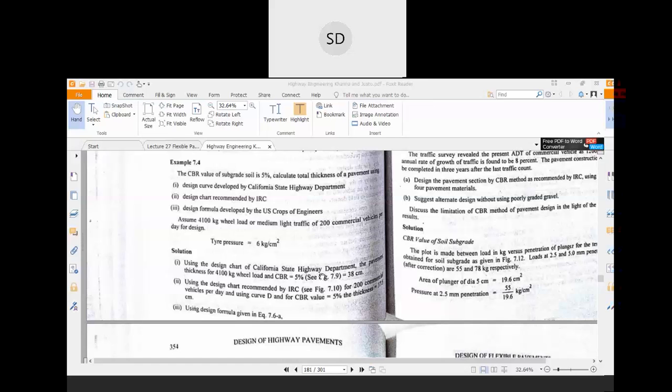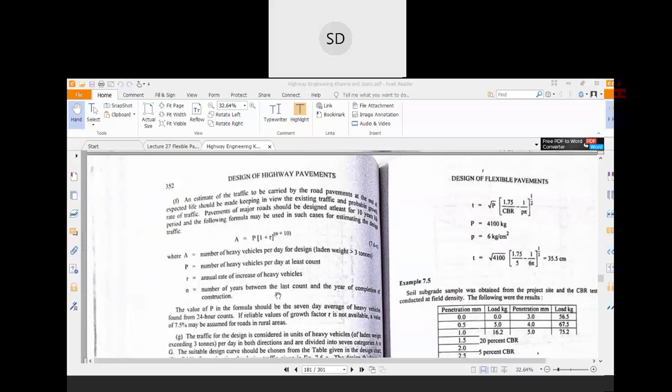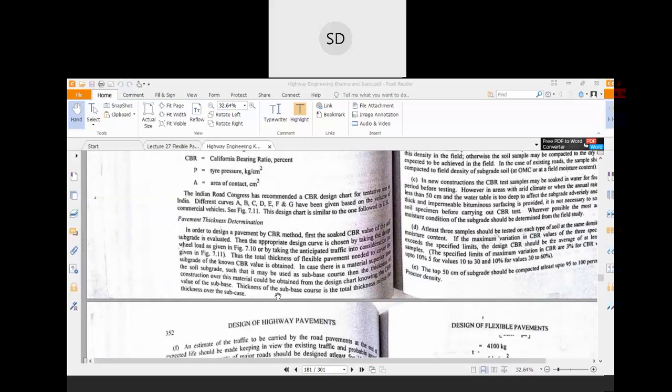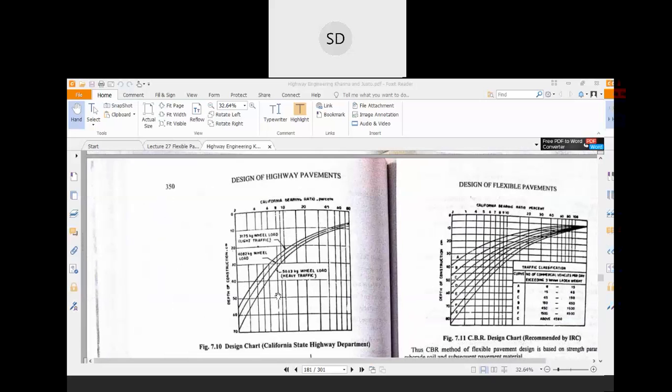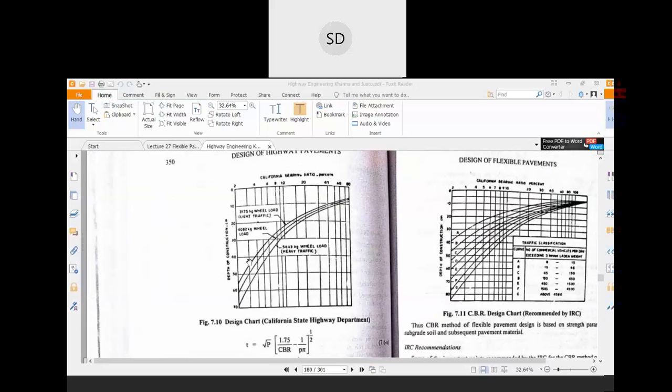Okay, so you have to go for the IRC design chart. If you have the IRC code, you can find the chart there. Otherwise, see the chart. This is the IRC design chart. You will get this chart in the IRC manual, that is IRC code 37.